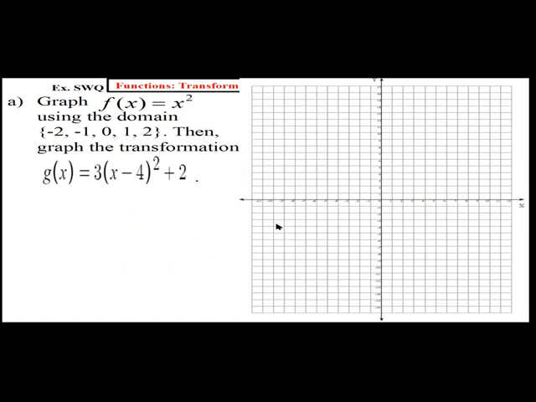All right, here we go. Once again, your coordinate plane, make sure you have it from -15 to 15 if possible, for domain and range. And example: graph f of x equals x squared using the domain -2, -1, 0, 1, 2. Then graph the transformation g of x equals 3 parentheses x minus 4 close parentheses squared plus 2. You're like, oh yeah, Mr. Q. I know, right? Let's go. Copy that. I'll give you some time.